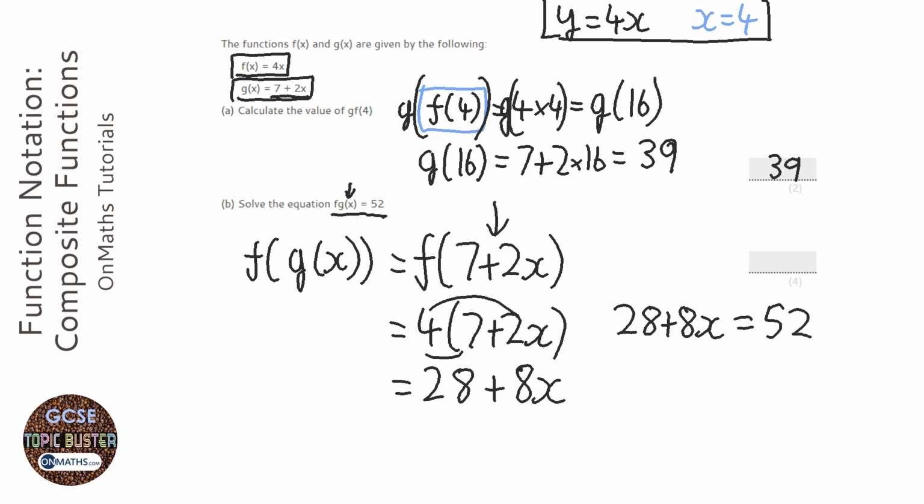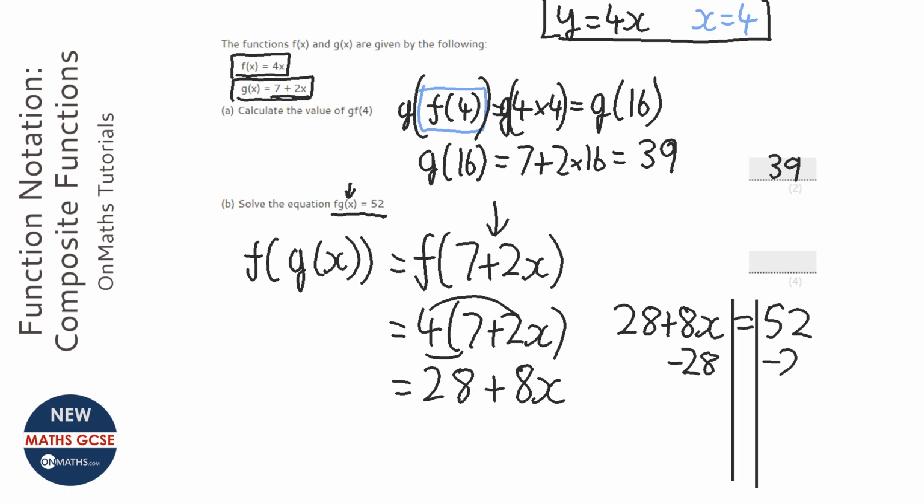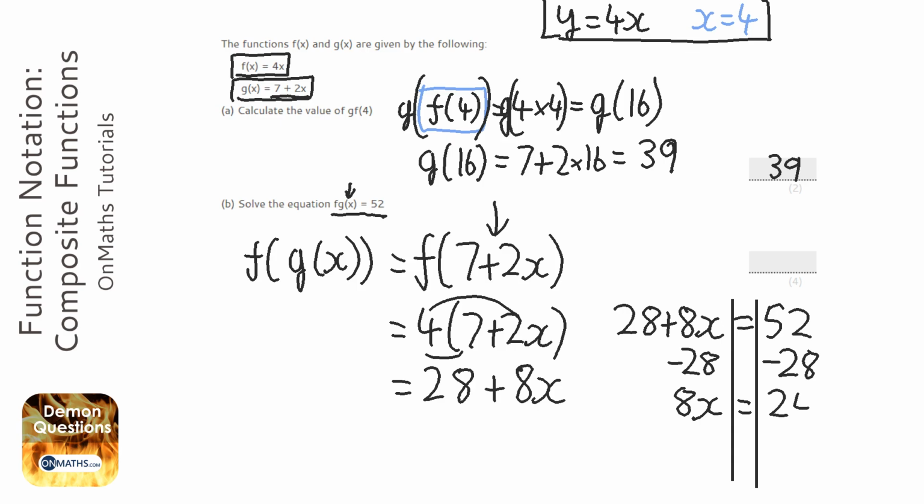So let's solve that. The first thing I can do is take away 28 both sides. And if it's on the calculator paper, you might as well use a calculator to double check your answer. If it's not on the calculator paper, I think most of you will be able to work that out. It's 24. And then we want to divide by 8. So we get x equals 3.